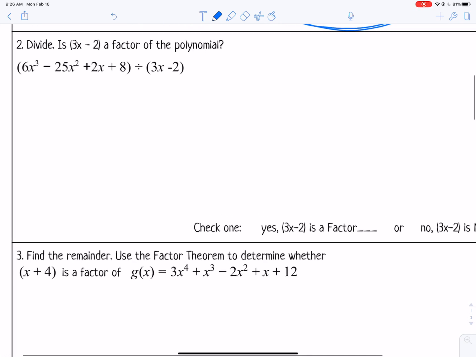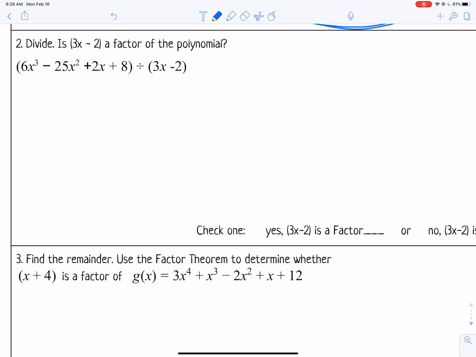Number 2 says to divide. Is 3x − 2 a factor of the polynomial? So since there's a 3 there, I'm going to go ahead and use long division, so I don't have to worry about dividing by that 3. If you did choose to use synthetic division, you would need to divide everything by 3 first. And just make sure you would get the same answer that I get with long division.